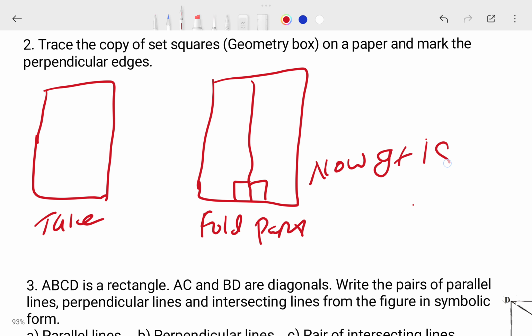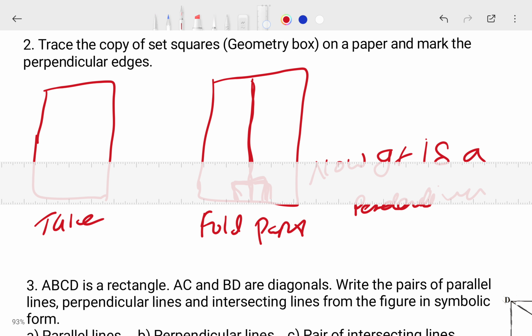Now it is a perpendicular. Why? Because 90 degrees, 90 degrees. If you take a paper and fold it, after the folding there will be some recess, and this is 90 degrees, and here 90 degrees. So both sides have 90 degrees. So that is the only perpendicular edges. Okay? So it can make a perpendicular. That's a perpendicular.